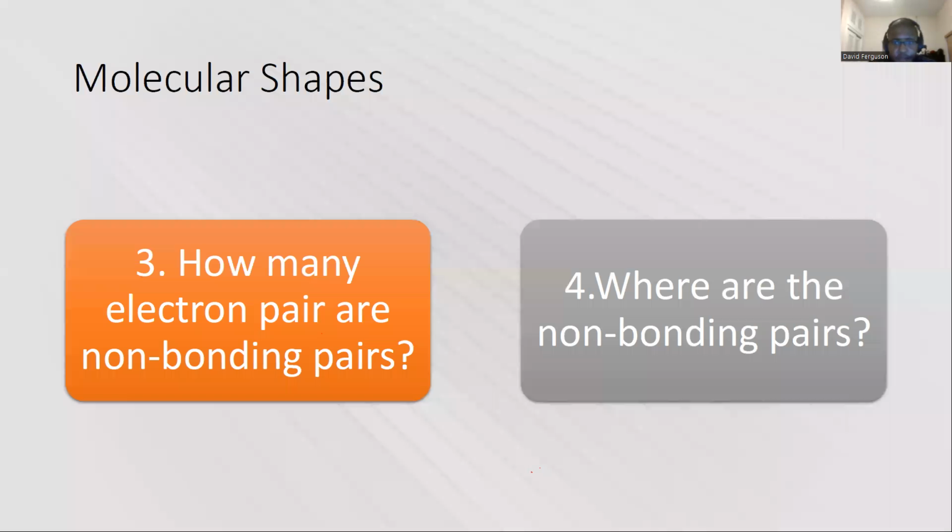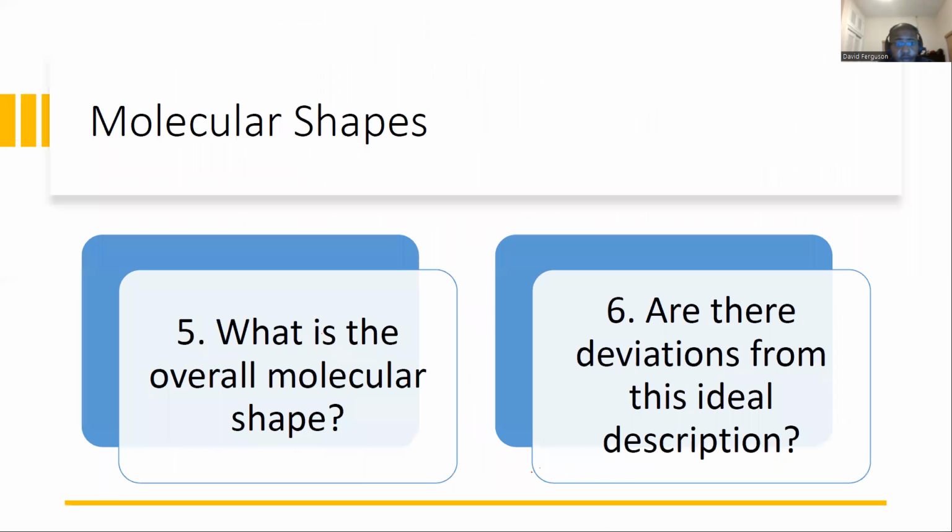So more questions to consider. Where are the non-bonding pairs? Because if they're not on the central atom, or the atom that really determines the shape of the molecule, it's not going to be heavily considered, at least for the particular question you're looking at. Are there deviations from this ideal description?